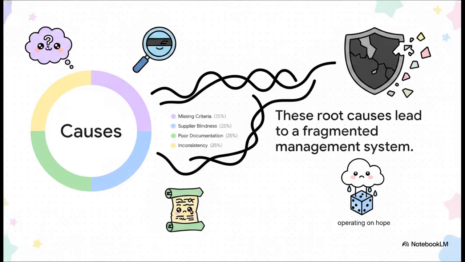So the crucial point is this. When you look at the root causes of these nonconformances, whether it's missing criteria, supplier blindness, poor documentation, or inconsistent implementation, they all point back to the exact same underlying issue. They lead to a reactive, fragmented environmental management system. It essentially means the organization is operating on hope rather than true operational control.